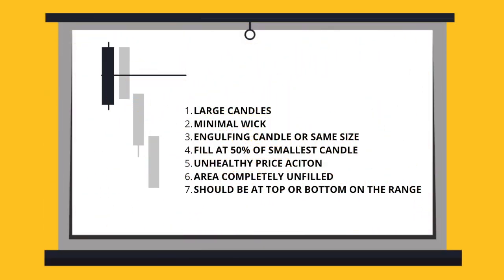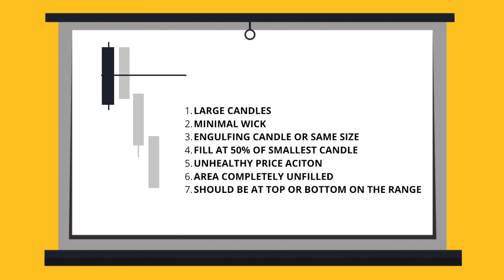Order blocks. So number 1 out of my 7 rules to order blocks is large candles. We're not looking for dojis, guys. We're looking for the last point price was injected by the banks and then sold off. So you're going to look for big candles. We're not looking for consolidation. We're looking for a last up candle before the down move, a quick, sharp movement, which is going to show with really big candles.